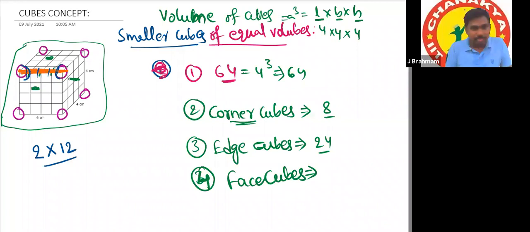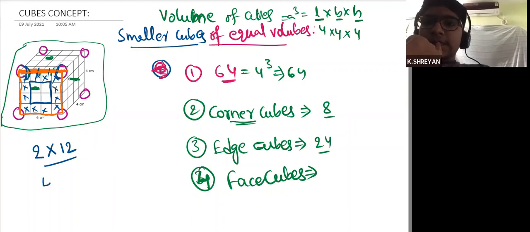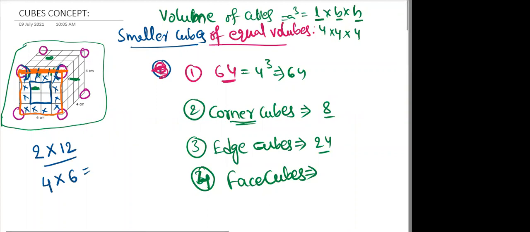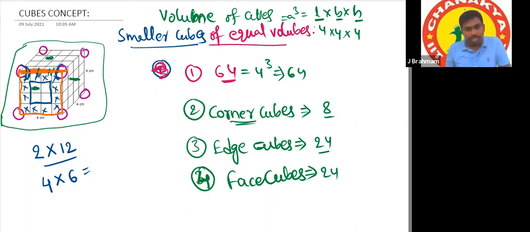Let me verify. Suppose this is the face. In this face, these 4 corners are already considered. The remaining two and two are already considered in the edge cubes. Purely belonging to this face are these 4, correct? Yes, sir. So there are only 4 cubes on each face, and there are 6 faces. So 6 into 4 is 24 face cubes.